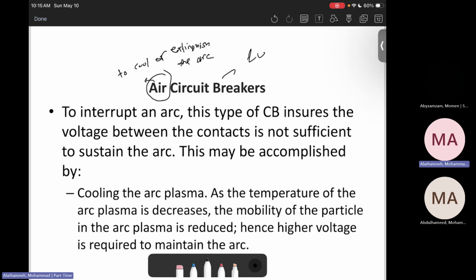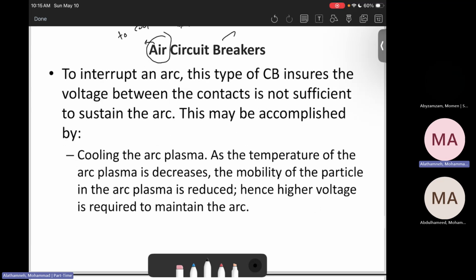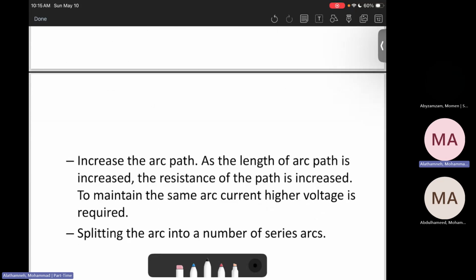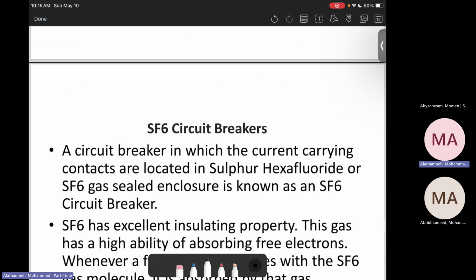Here in the arc cooling, as the temperature of the arc plasma decreases, the mobility of the particles in the arc plasma is reduced. Therefore, higher voltage is required to maintain the arc. So we need to make sure to cool it and lengthen the arc path. As the length of the arc path is increased, the resistance of the path is increased. To maintain the same arc current, higher voltage is required, splitting the arc into a number of series arcs.